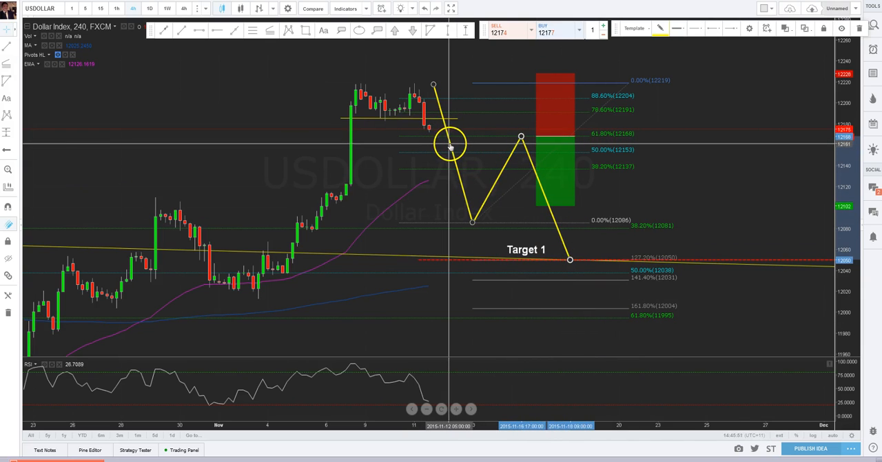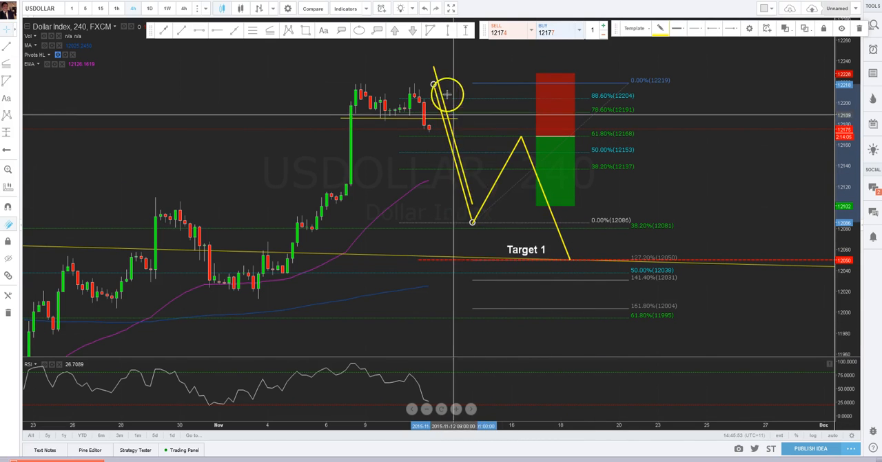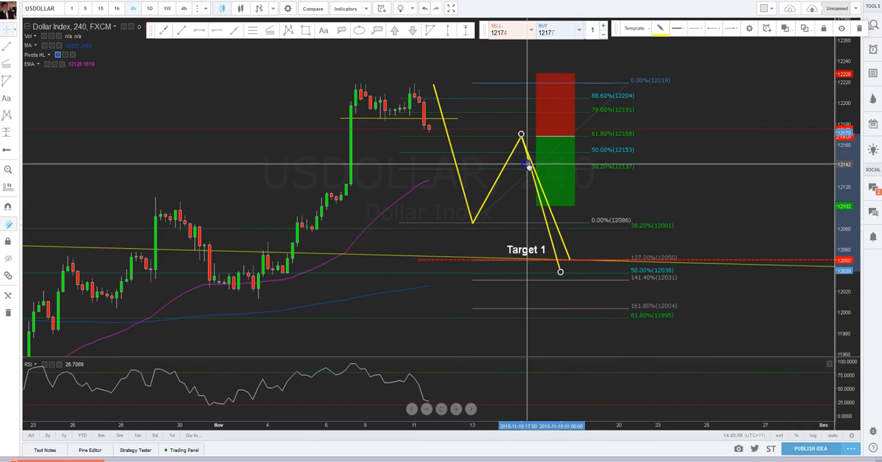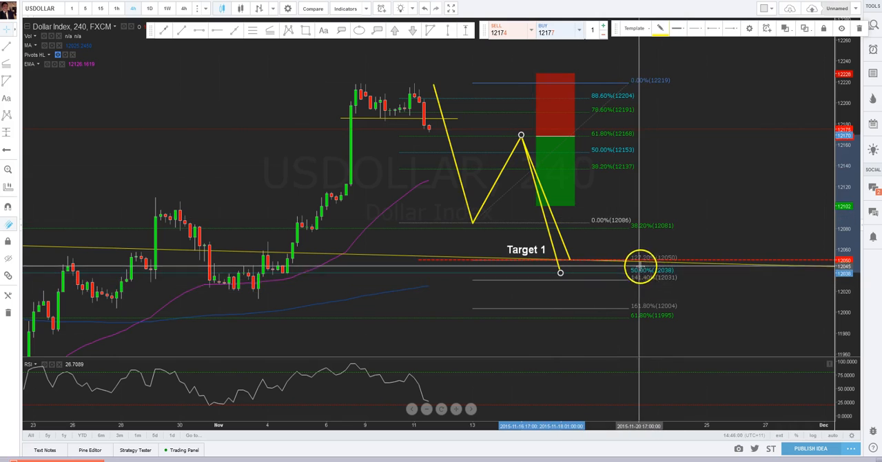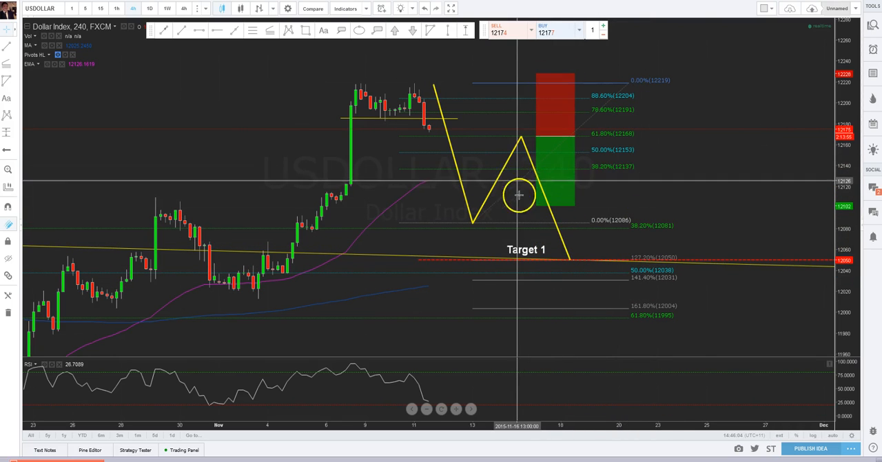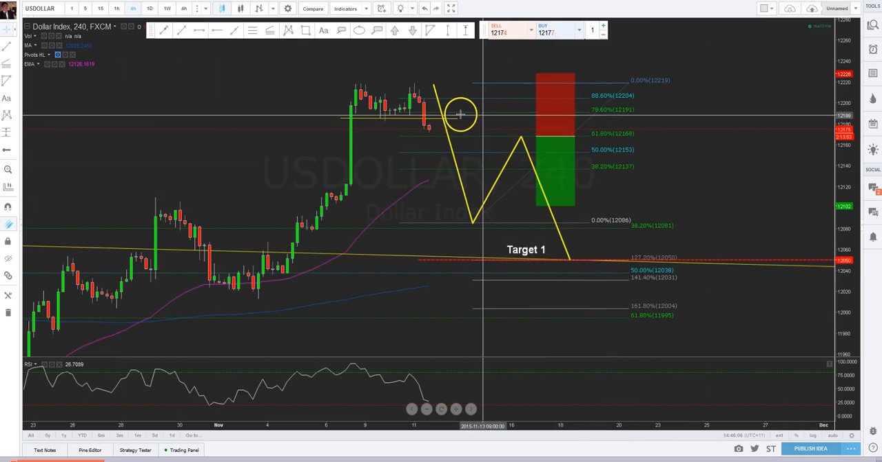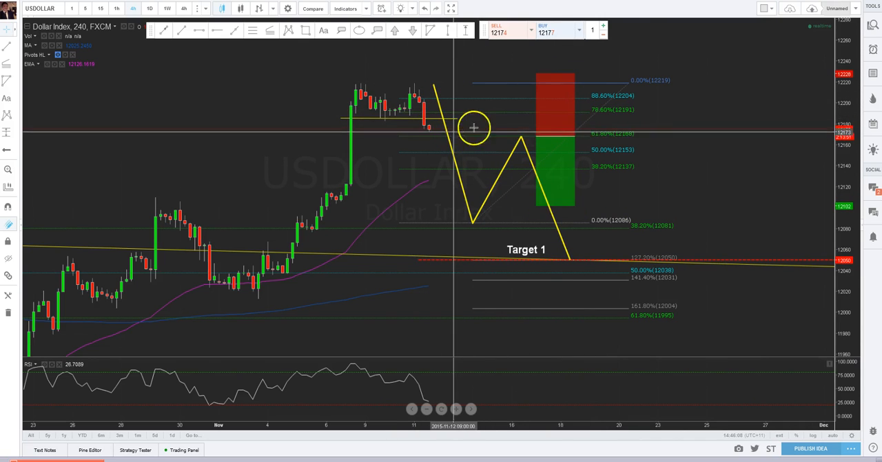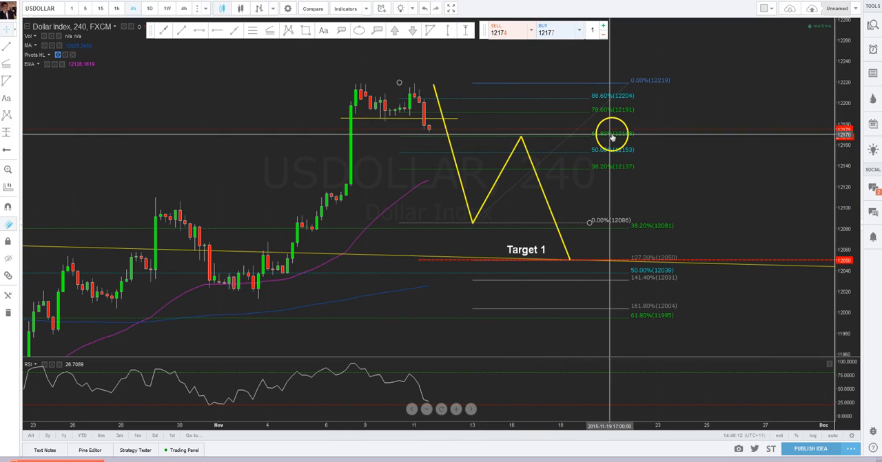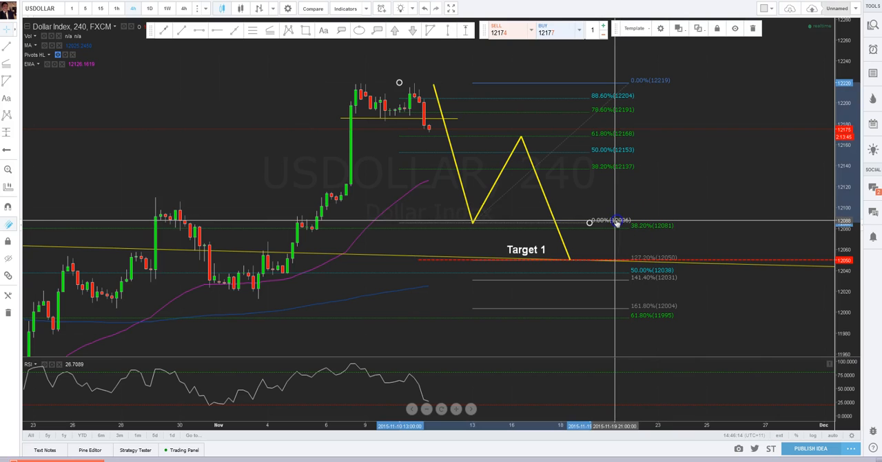Interestingly, this is also a perfect ABCD pattern too. Well, close enough. So yeah, that's that there. Now that's the first bit. So now you've got a way to enter the market. That's an option, as if you didn't know how to enter the market, that's something you can try.